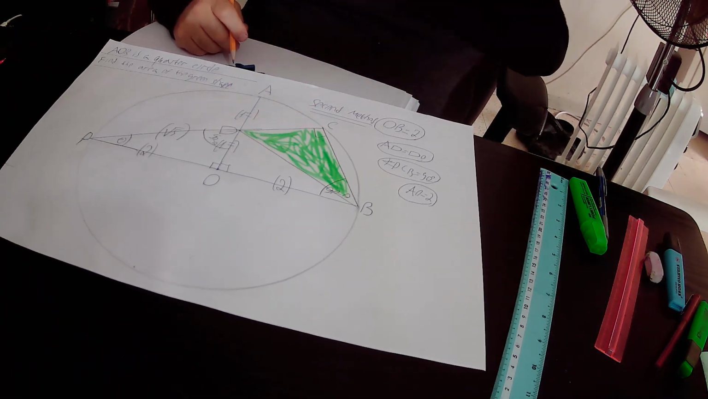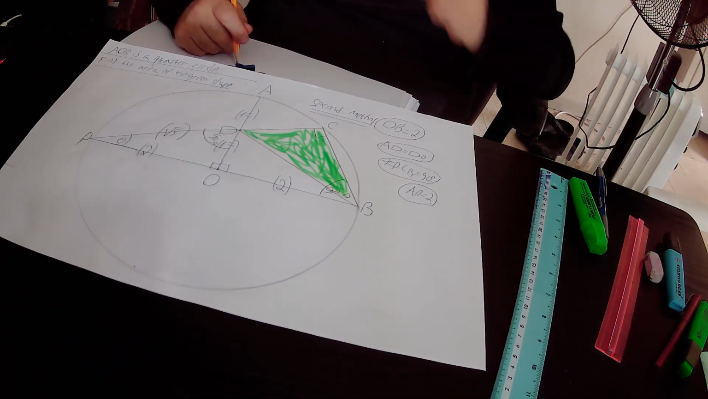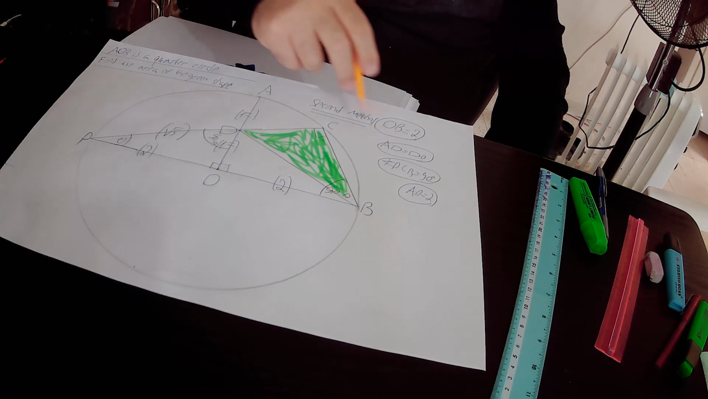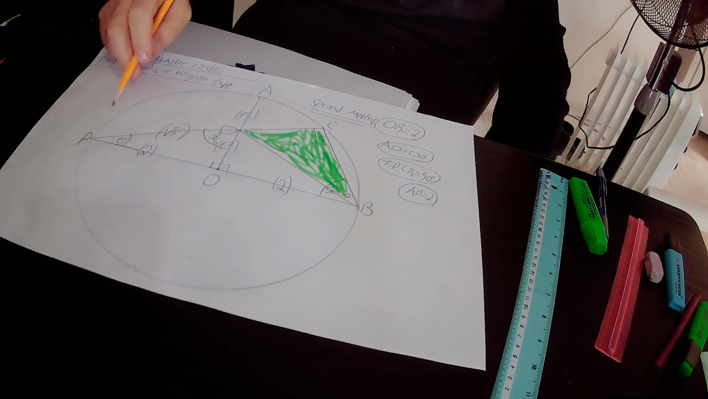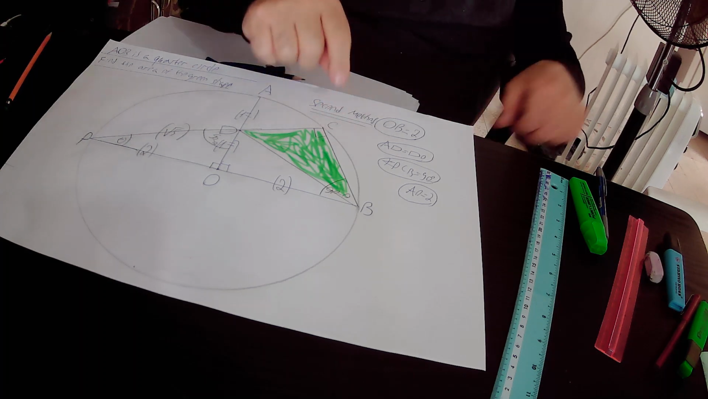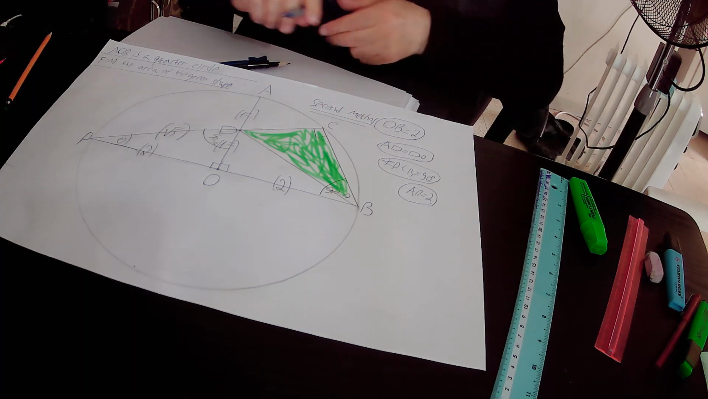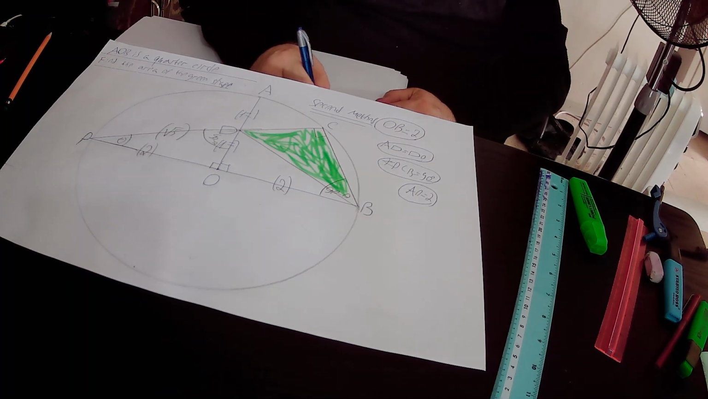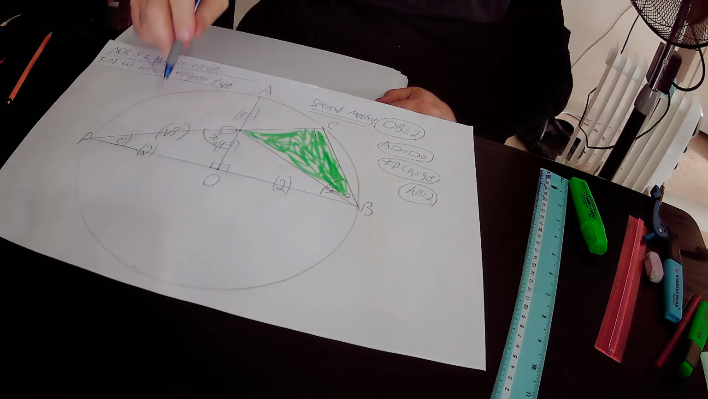In the next step, we'll prove that the big right triangle PCB is similar to the small right triangle PDO. So I write it down. We'll prove that the big right triangle PCB is similar to the small right triangle PDO.